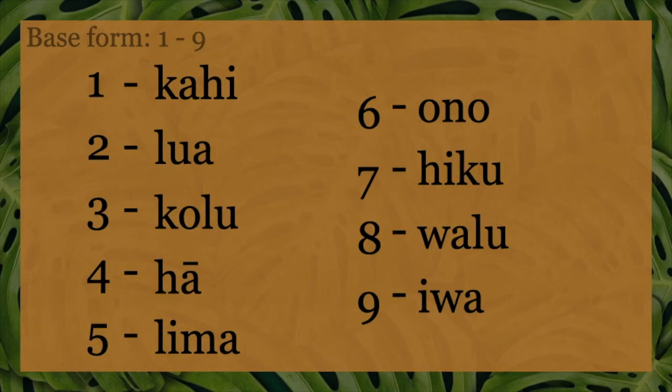Let's review those again. Kahi, lua, kolu, ha, lima, ono, hiku, valu, iva. Okay, now let's use these base forms to build our other numbers.